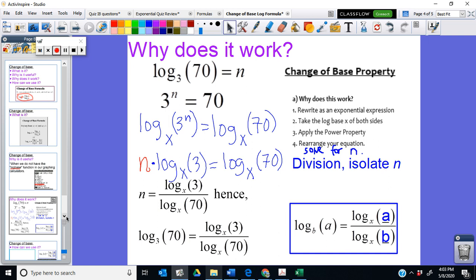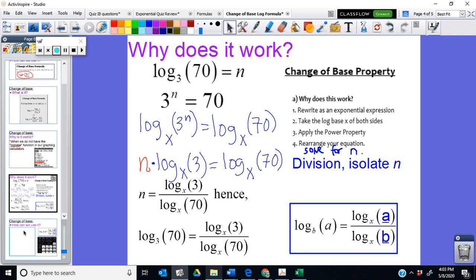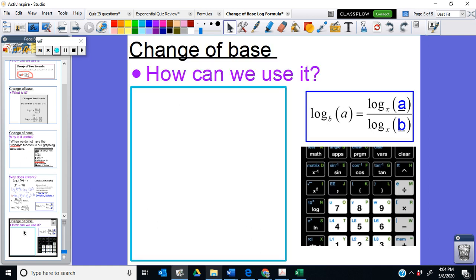So let's look at how to use it. In one of the quiz review questions, we were asked to determine when will this car be worth $8,000. Initially, it cost $32,000 when the person purchased it, when it was brand new. But at some point, it's going to be reaching the value of $8,000 because it's depreciating by 15% every year. So let's look at this.